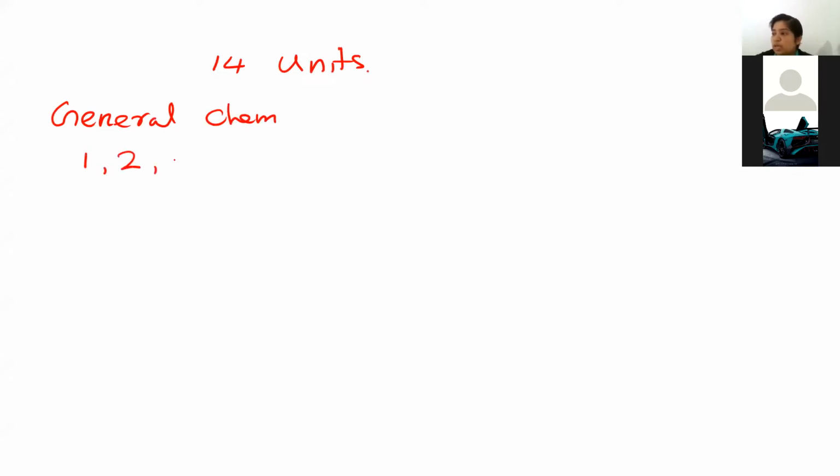So you have 14 units. Now, these units are divided into several areas as general chemistry. The general chemistry portion includes the units 1, 2, and 3. And then there's another section which is physical chemistry.